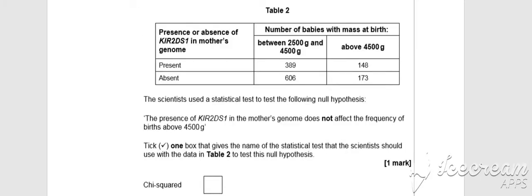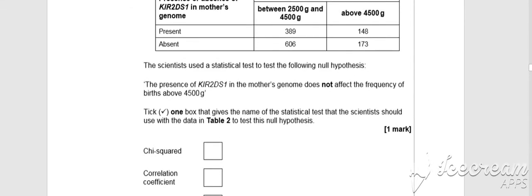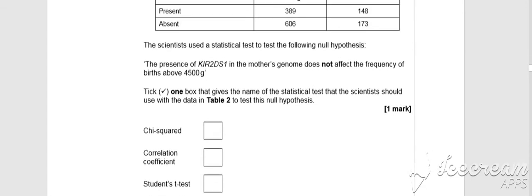The reason why it would be the chi-squared test is because this is the test that they would carry out when they are trying to see if there is a significant difference between the values that are obtained and those values that are expected. A correlation coefficient is trying to find out if there is a relationship or a correlation between two different variables, and a t-test is carried out when you have two means that you are trying to compare. So our answer must be the chi-squared test.